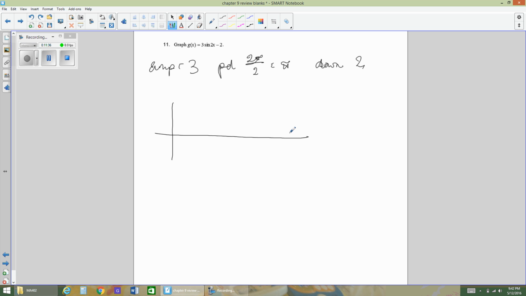Alright, so start with your period. It's nice that it's pi, because then we know that this is pi halves. And we know that this is pi fourths. And then this is the only tricky one. This is 1 pi over 4, 2 pi over 4, 3 pi over 4. Okay, love it. Now I have to shift this down 2.